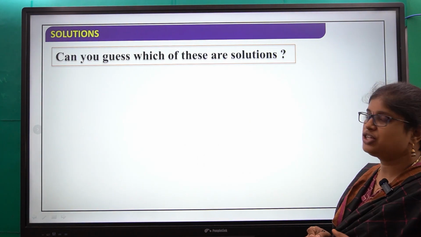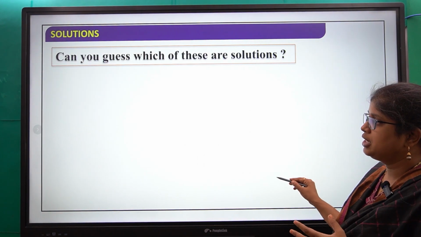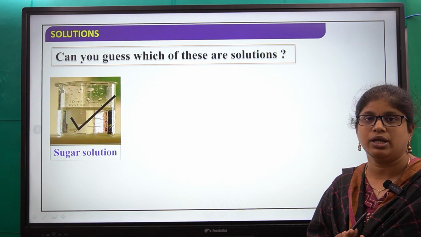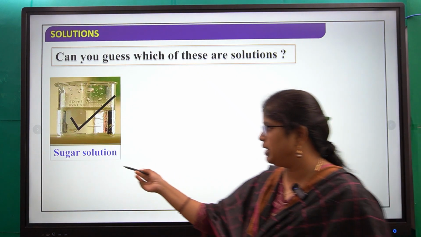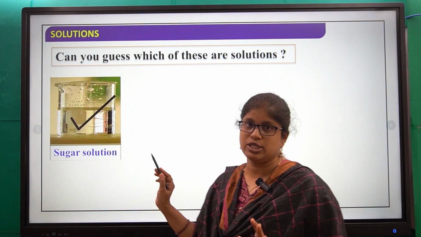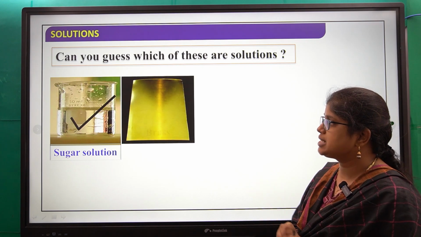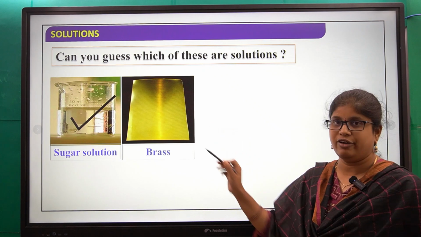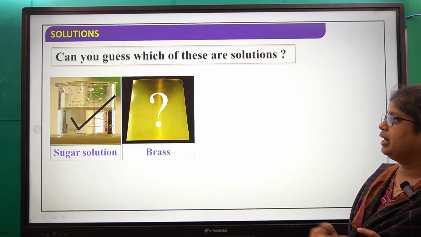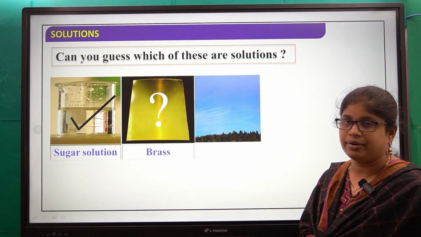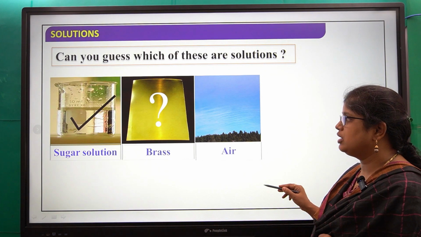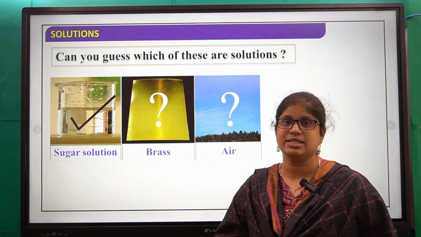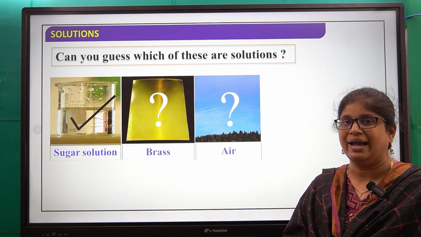Can you guess which of these are solutions? Here there are three pictures which are called solutions. First one, sugar solution, as the name indicates, it is a solution. Next, look at the second one, brass. It is in solid form, is this called a solution? Next, air. Is air called a solution? Again, a question mark.